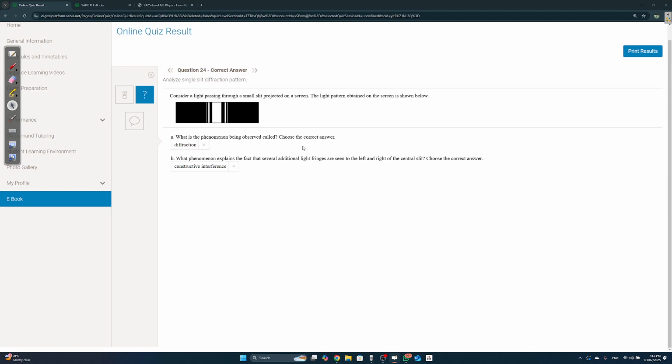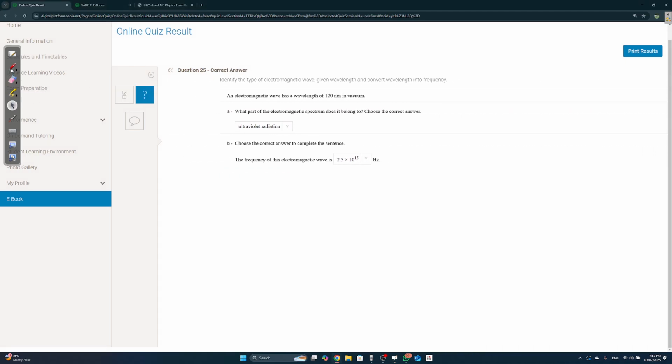Question 24. Consider light passing through a small slit projected on a screen. The light pattern is shown below. What is the phenomenon? We said it's diffraction, obviously: dark, bright, dark, bright, dark, bright. What phenomenon explains the fact that 7 additional light fringes are seen to the left and right of the central slit? Notice how they say light fringes. When we say light fringes, there's a bright image. So is it destructive interference or constructive? Obviously constructive. Super easy.